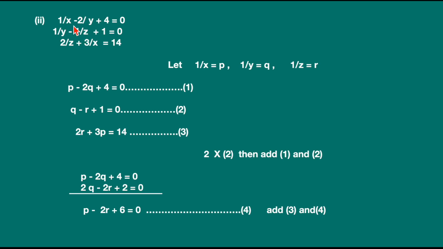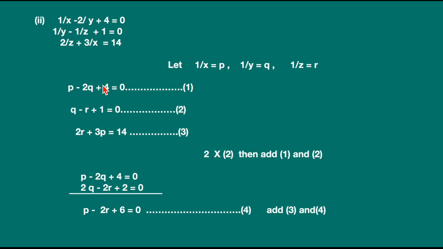So what I'm going to do is write 1 upon x as p, 1 upon y as q, 1 upon z as r, and rewrite this equation. So 1 upon x is p, minus 2 into 1 upon y is q, so minus 2q plus 4 is equal to 0. Similarly, you can do for the next two equations. You will get like this. Now you can see this is in the standard form. Let us find out the value of p, q and r.